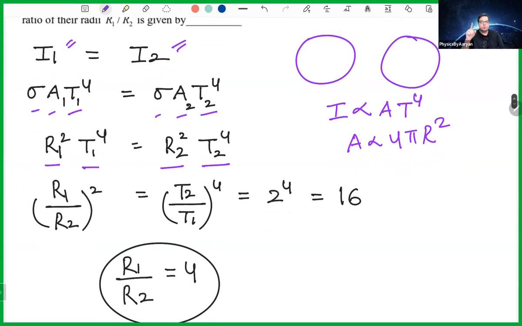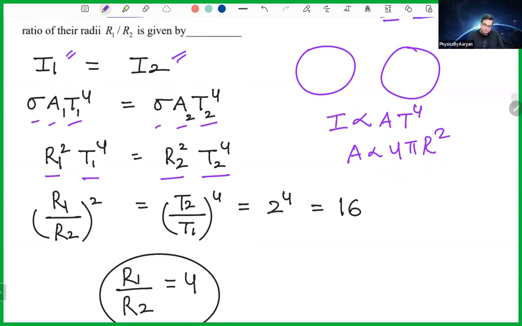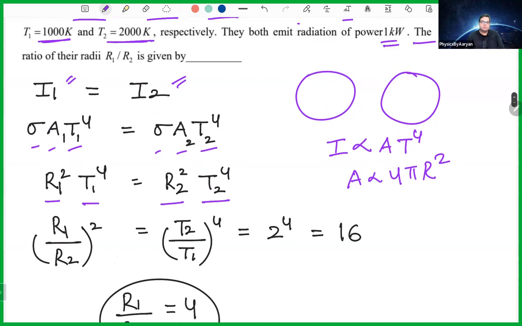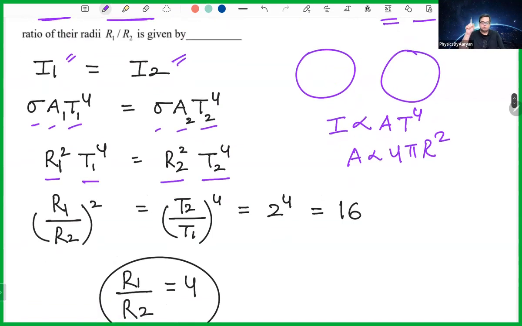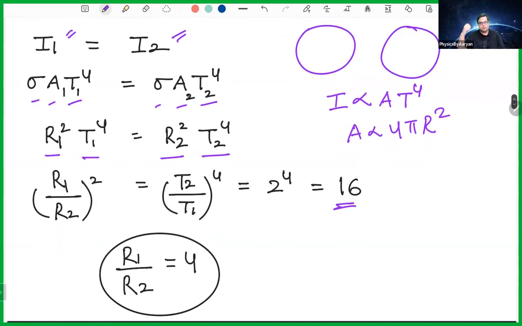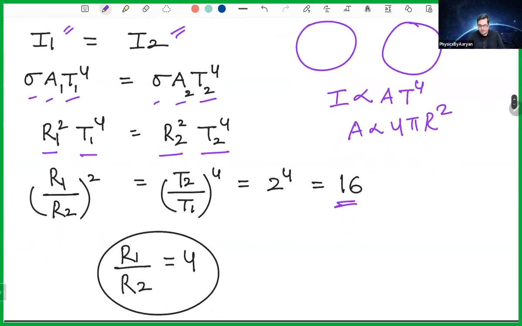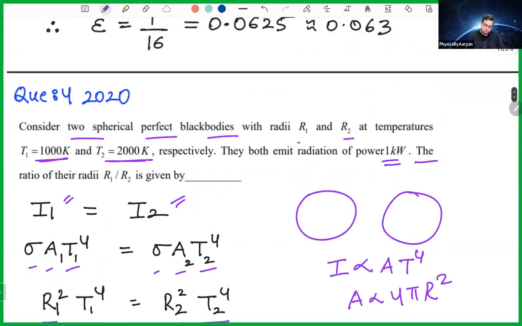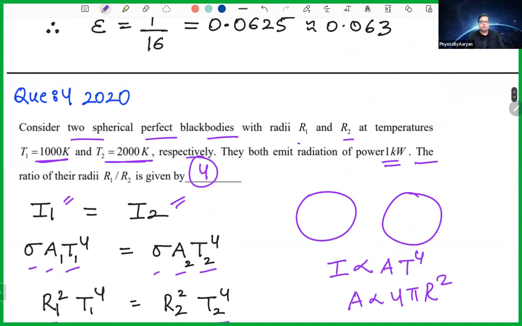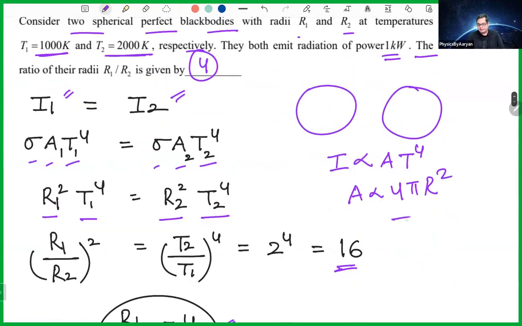So (r1 by r2) square is actually equal to (T2 by T1) to the power 4. The second body has temperature 2000, the first body has temperature 1000, so 2000 by 1000 is 2, and 2 to the power 4 is 16. So r1 square by r2 square is 16, so r1 by r2 will be 4. The answer to this problem is 4. In this concept, you have to use the formula. Intensity does not only depend on T to the power 4, it also depends on area, so here the concept of area has to be used.